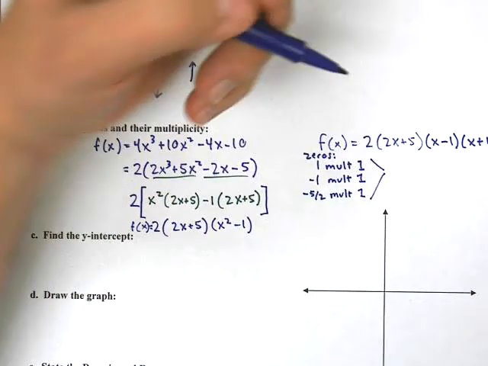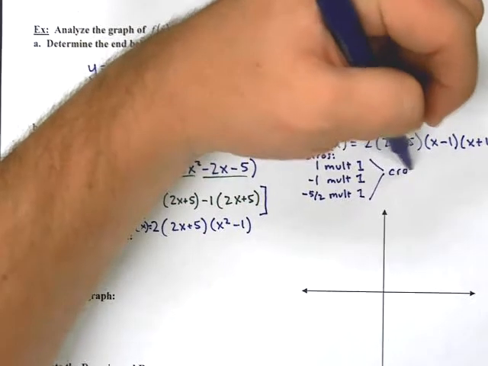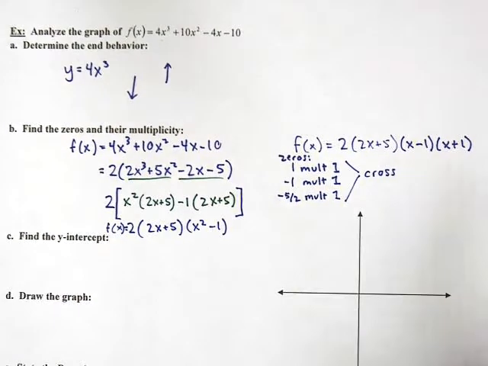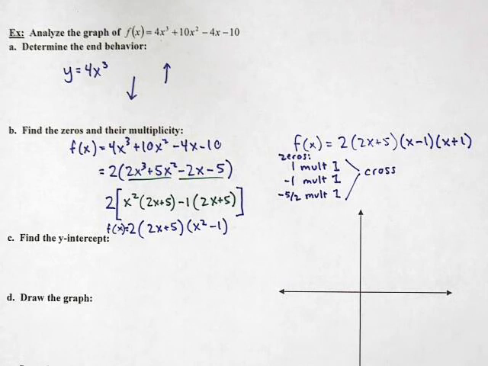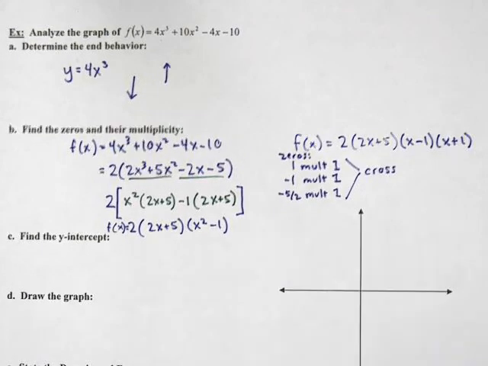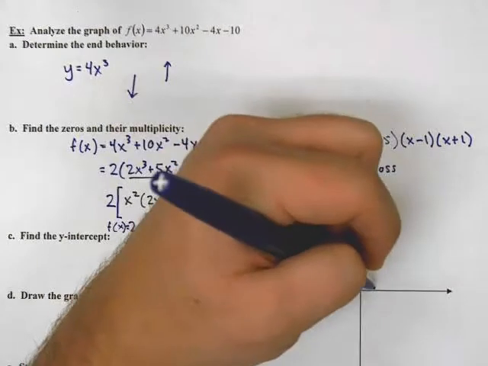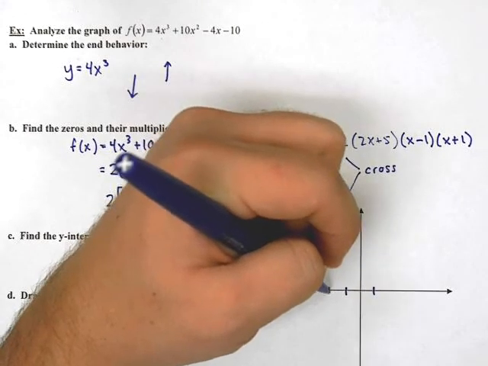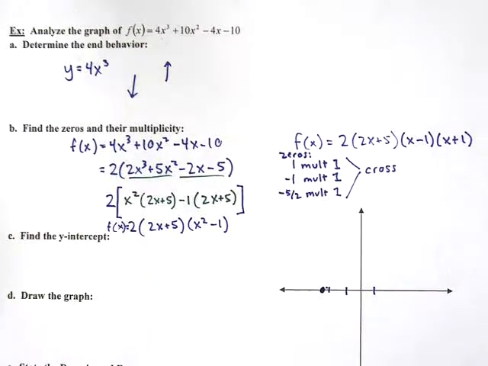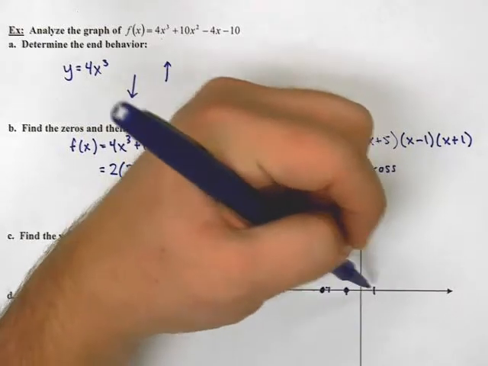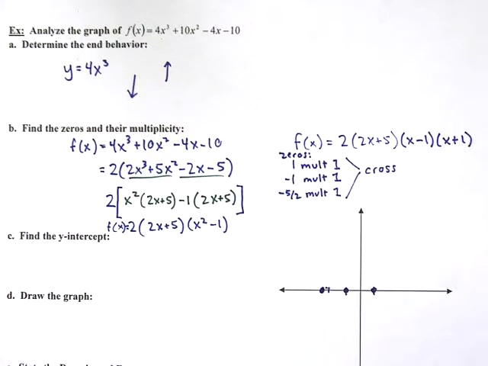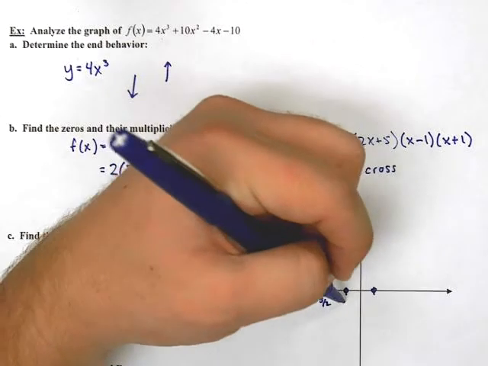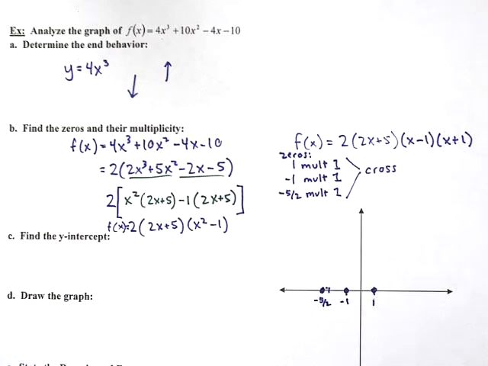So all of these are going to do what? They're all going to cross nicely. Sorry, I just saw I was off the page a little bit. Hopefully you guys were good with that. Okay. So we can plot all those. 1, negative 1, maybe negative 2. So maybe like right here, and right here. This is negative 5 halves, negative 1, 1.